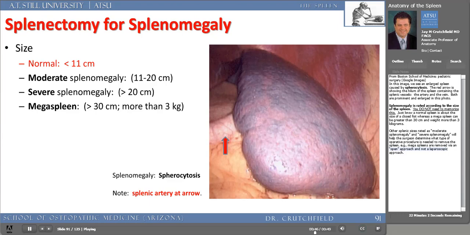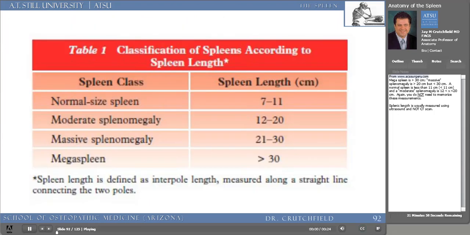Megaspleens are removed via an open approach instead of a laparoscopic approach. Megaspleen is greater than 30 centimeters. Massive splenomegaly is bigger than 20 centimeters but less than 30. A normal spleen is less than 11 centimeters, and a moderate splenomegaly is between 12 and 20. Again, you don't need to memorize this. Splenic length is usually measured using ultrasound and not CT scan.